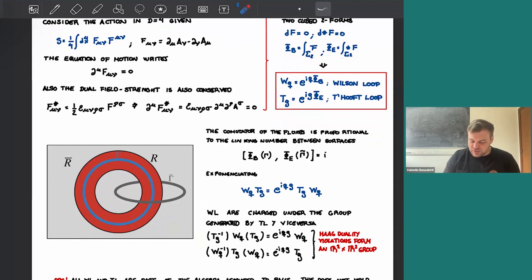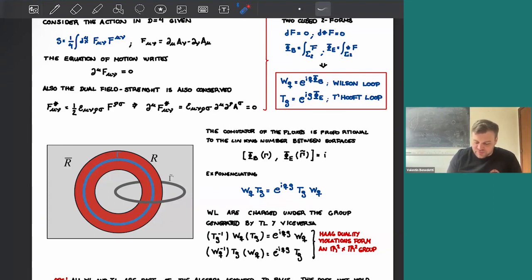There is a famous result for the Maxwell field that if you take the flux defined over some ring R, and then another flux, the electric flux over some ring gamma tilde, that interlocates the ring like this, linked, you will get that the commutator is proportional to the linking number between gamma and gamma tilde. And exponentiating this relation, one would get that for linked Wilson loops and 't Hooft loops, the commutation relations are these ones here.